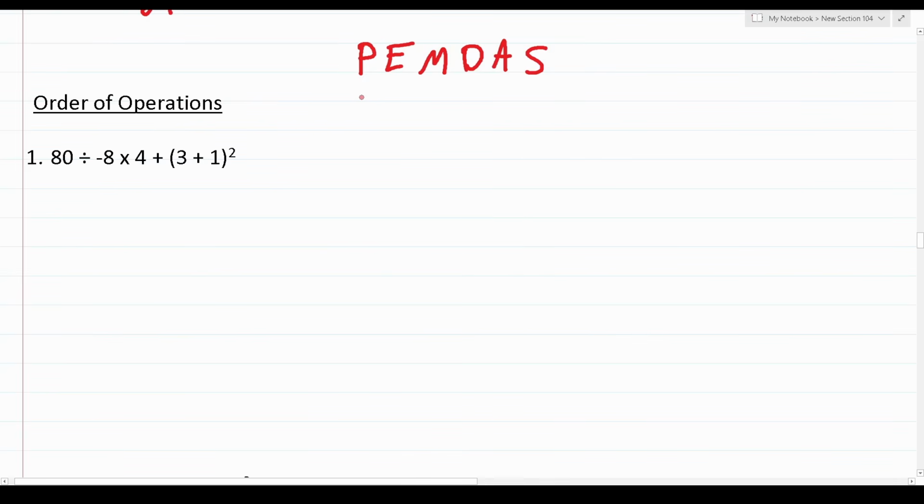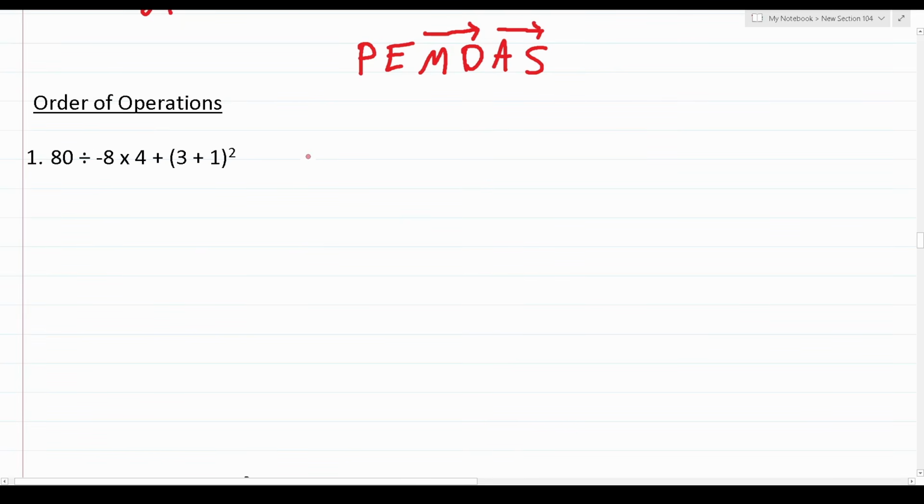That is to say, you work on parentheses first, if there are any, exponents next, if there are any, multiplication and division as they appear in the expression from left to right. That is to say, they have equal precedence, they're equals. And then finally, you work on addition and subtraction as they appear in the expression from left to right. Again, we treat those as equals, so we work them out from left to right.